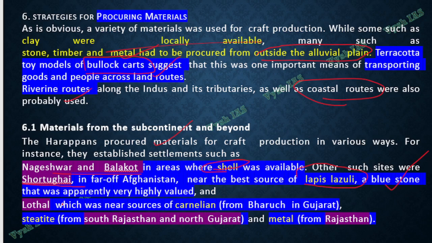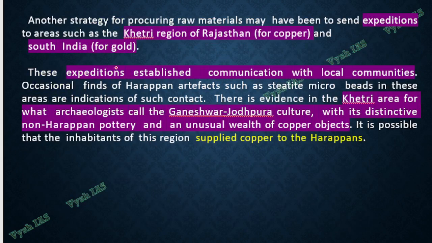Then Lothal, which is the source of carnelian, that yellow color one, which you will heat and make red, that is in the Gujarat area. Then steatite, the soft stone which you make seals and pottery from, is in South Rajasthan and North Gujarat. Then metals again from Rajasthan, and there is copper also from Rajasthan. You will see more in the next Khetri region of Rajasthan. You get copper. So that means they used to send expeditions. They were sending people to go and get all these things and come back so that we can make things. Then they go to South India for gold, because gold is not something which you get everywhere. Gold and diamonds are very rare.